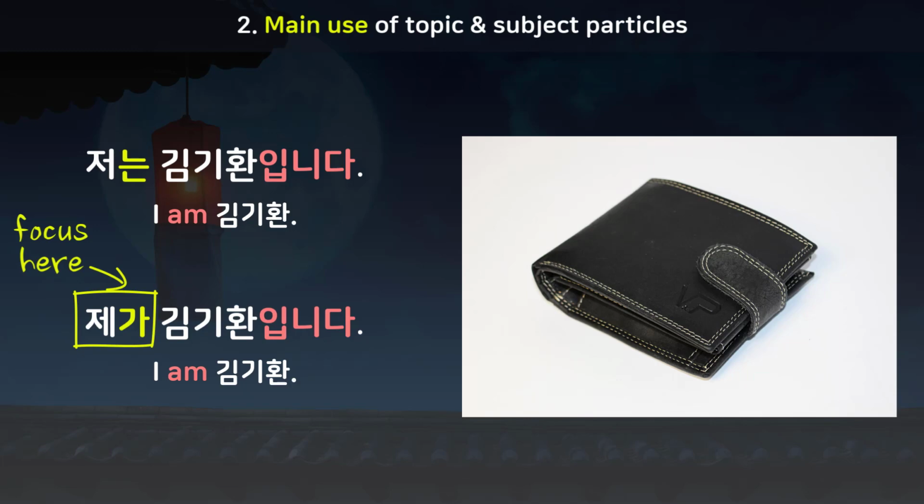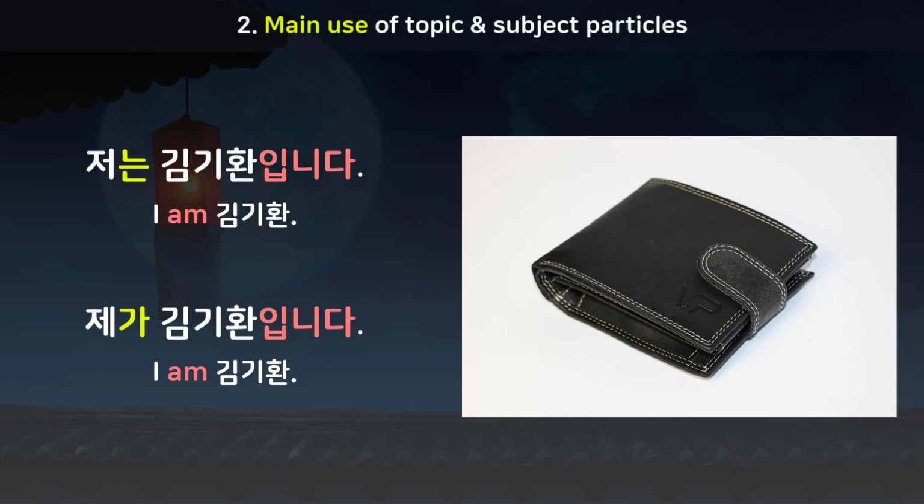This person wants to know who Kim Ki-wan is. So the important information is the subject, I. So this time we use the subject particle 가. And the pronoun 저 changes to 제 when it's used with a subject particle.